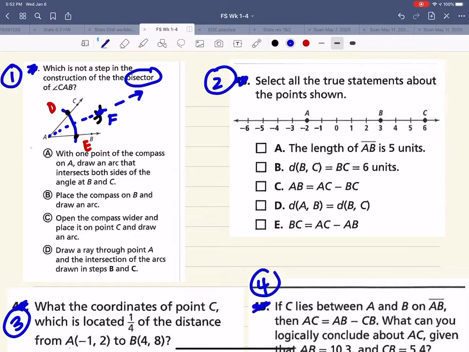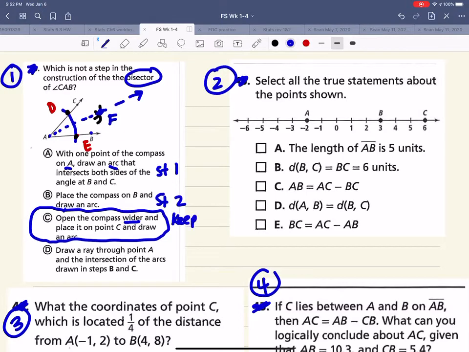So now that we think about these steps, with 1 point of the compass on A, draw an arc. That's exactly what I did in step 1. And place the compass on B and draw an arc. We absolutely did that in step 2. Open the compass wider. Whoa, Nelly, we don't like to do that. In fact, our notes said keep the compass the same size. So I found C to be the one that is not a step. Let's look at number 2.